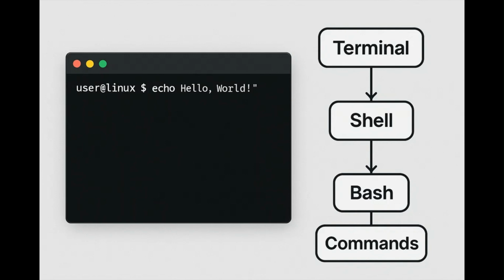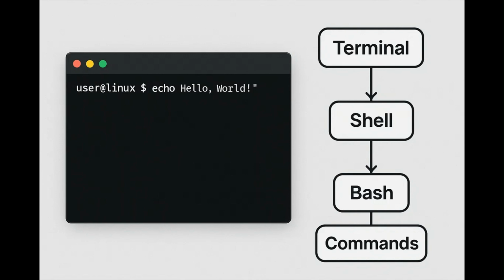Imagine you are in a restaurant. The terminal may be referred to as the waiter interface, which takes your order and gives you output. The shell is like the kitchen staff: the command interpreter receives the order and makes the food. So coming to bash, what is bash now? Bash is a specific type of shell. It has its own style of preparing meals, let's say interpreting commands.